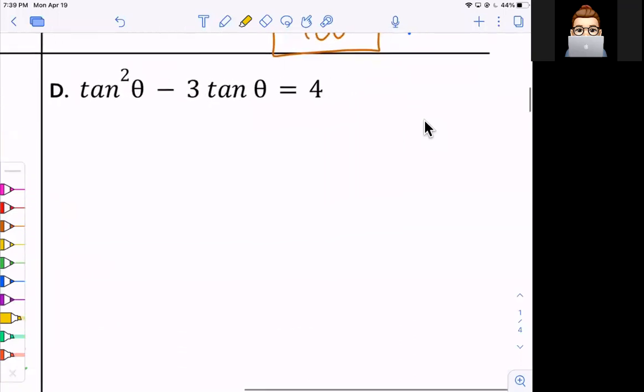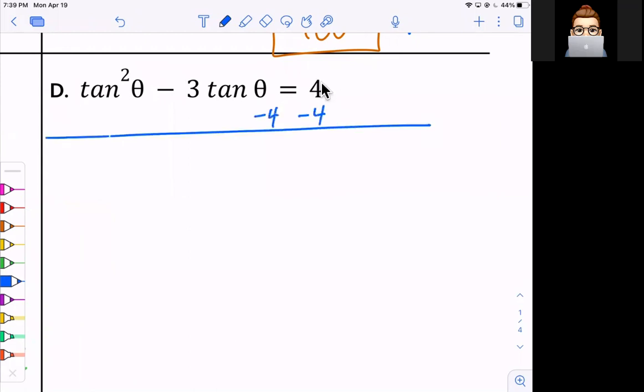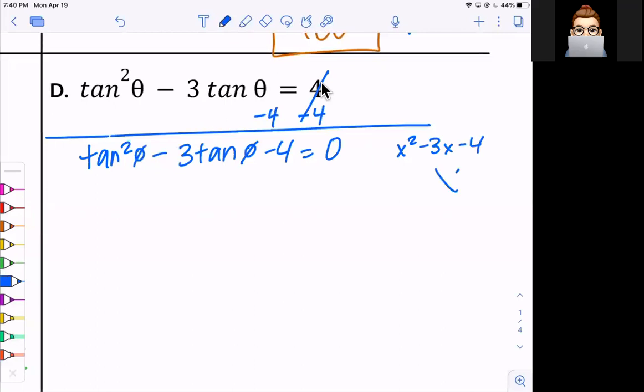So we have tangent, and a number. You might be tempted to be like, oh, I can take tangent out of here, but remember we have to set it equal to 0 first. So I'm going to flip this over here. Tangent squared theta minus 3 tan minus 4 equals 0. Think about it like x squared minus 3x minus 4.